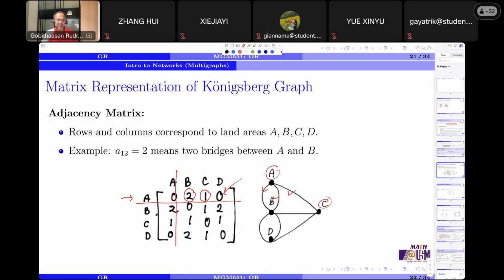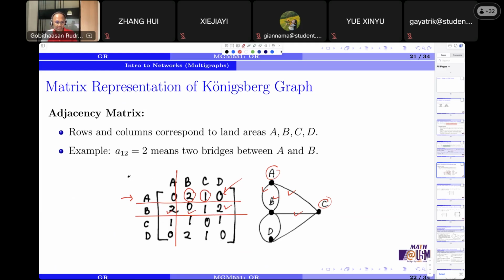Similarly, we can do it for B. So B is connected to A, of course, 2 bridges. B is, of course, not connected to B. B is connected to C with 1 bridge. And then B is connected to D with 2 bridges. Okay, so we can just move on, enter the entry for each, and then we are done.